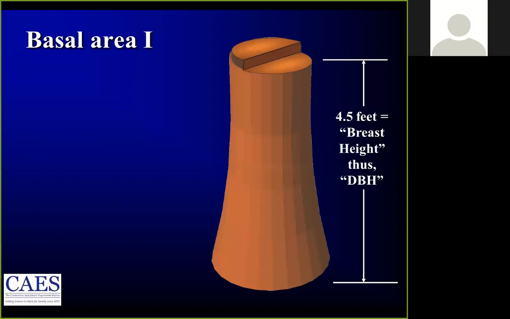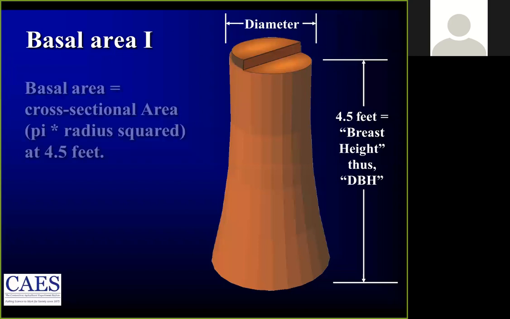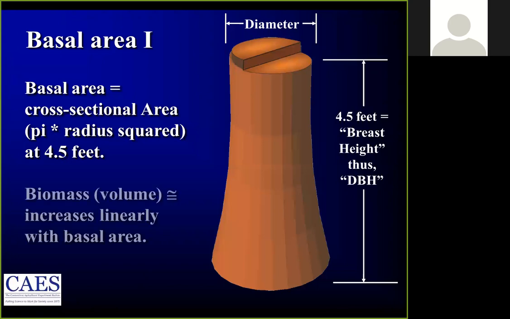Because there's probably a couple of non-foresters out there, and some of the rest is going to be a little technical, I just want to give an explanation of some of the technical words. So first of all, what's basal area? Well, we measure tree diameters by tradition at 4.5 feet. That's breast height, which is why we call it diameter at breast height, or DBH. If you take the cross-sectional area of that tree, that's the basal area of that tree. And what's kind of neat is that the biomass or volume of a tree, within most of the diameters we work with, increases approximately linearly with basal area. So when we measure basal area, we get a rough estimate of the biomass of that forest out there.